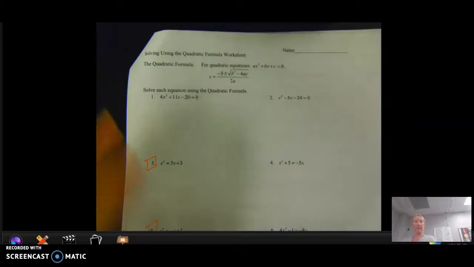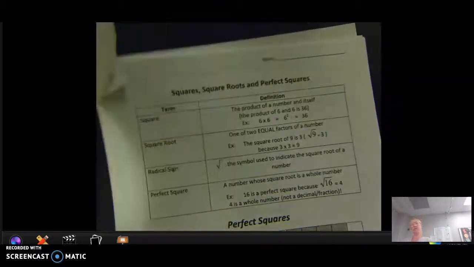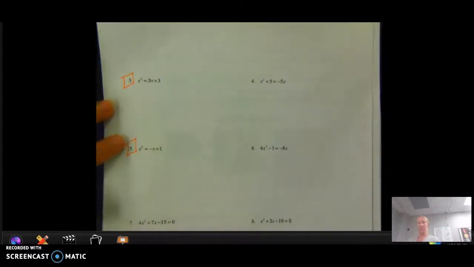Okay, so I am on the next sheet in your note packet that looks like this quadratic formula worksheet, and it is the last page of the packet. So I'm going to go over only two of them. Quadratic formulas up there at the top.